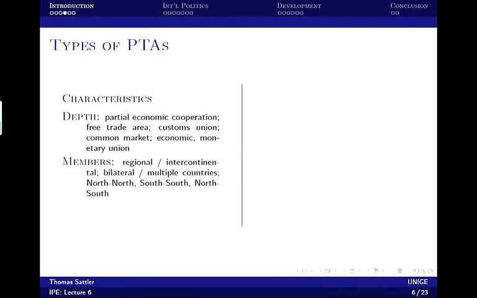What's also new is that we don't only have regional trade agreements, but they are now intercontinental, they are bilateral, they are between countries from the north, countries from the south, and between countries from the north and the south, right? So those are all new aspects that we haven't seen before.